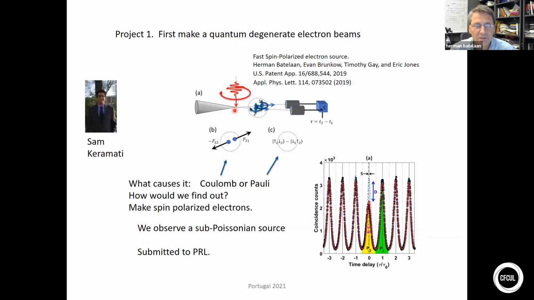And of course, how do you find out if it's due to Coulomb or Pauli, other than changing the size? Well, in the meantime we've developed a fast spin-polarized source, femtosecond, nanoscale. We have a US patent on that, and it's published in Applied Physics in 2019. So if this becomes gallium arsenide and we pump with circularly polarized light, you can get polarized electrons. Since Coulomb is not dependent on the polarization of the electron, but Pauli is, you could determine how much is due to one or the other.